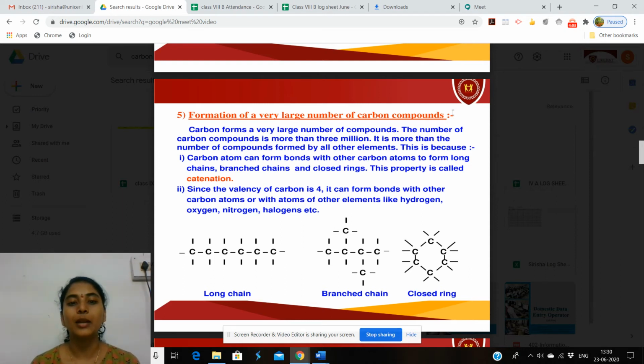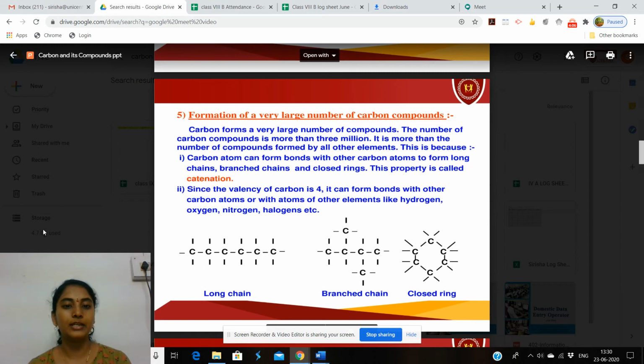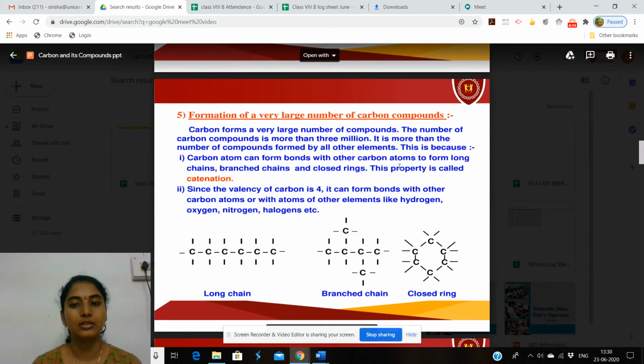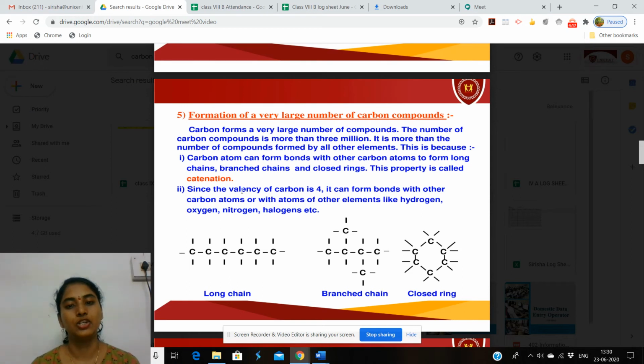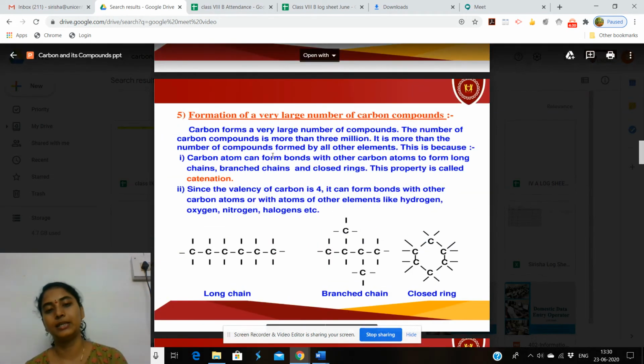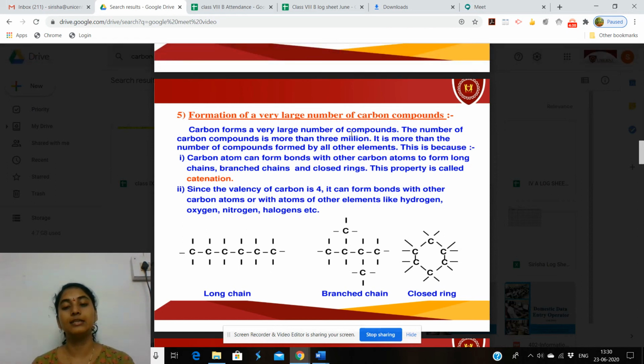This is because a carbon atom can form bonds with other carbon atoms to form chain-like structures. See, there are many chain-like structures like long chains, branched chains, and closed ring structures. This property is called catenation. Since the valency of carbon is 4, it can form bonds with other carbon atoms or with atoms of other elements like hydrogen, nitrogen, or any other element. This is called catenation capacity. Catenation capacity is the property which is useful for carbon to form long chain-like structures. This is a peculiar and special property of the carbon atom.